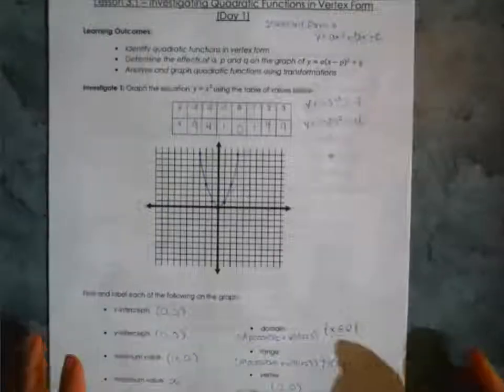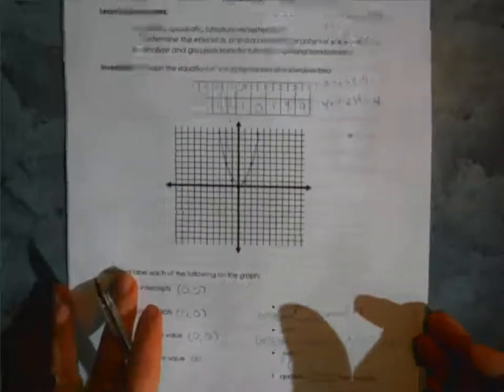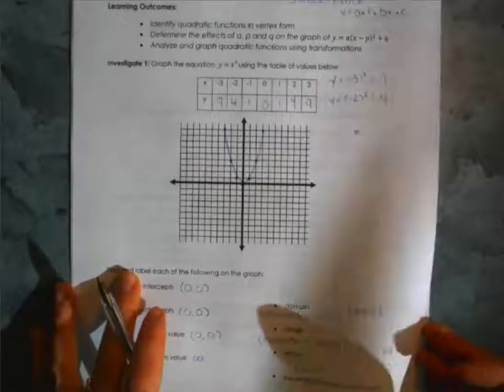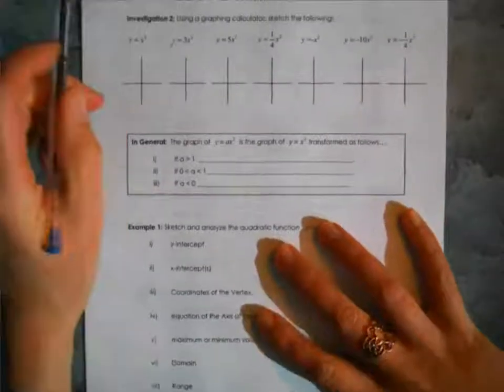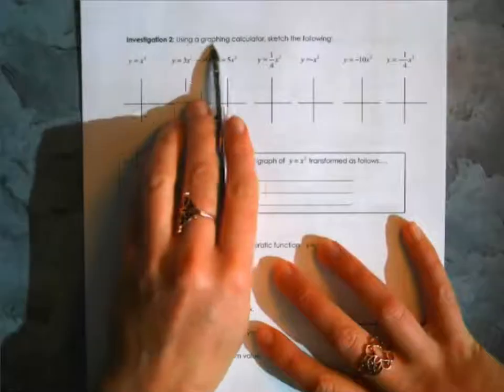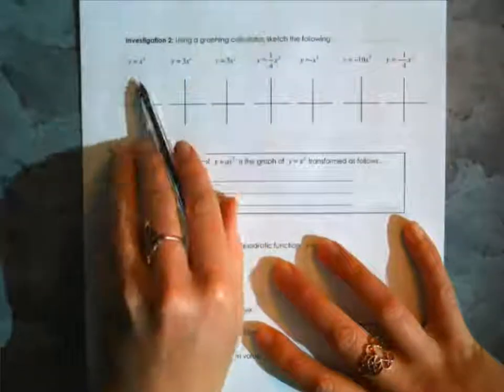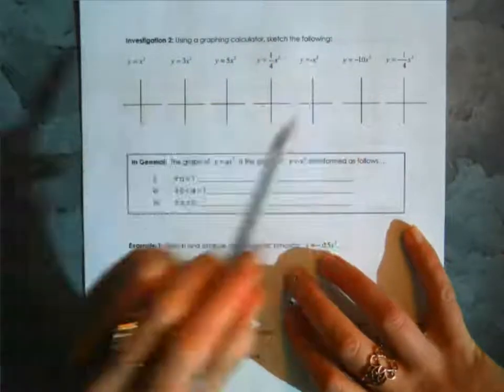Okay, so we're going to figure out what this vertex form is at the end of this lesson, basically, but we're going to look through some different examples at what the different values that we're going to add into this equation are going to do to the graph. So starting out with this part here, it says using a graphing calculator, sketch the following. Okay, so we're given a whole bunch of different y equals here.